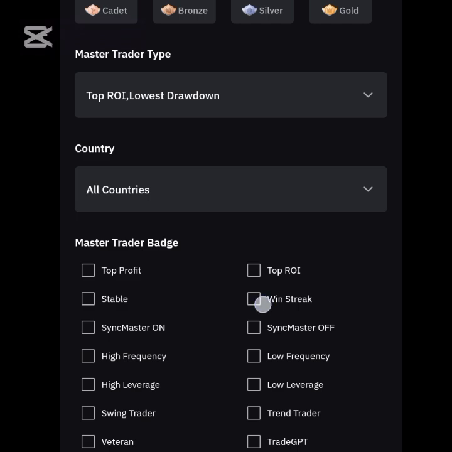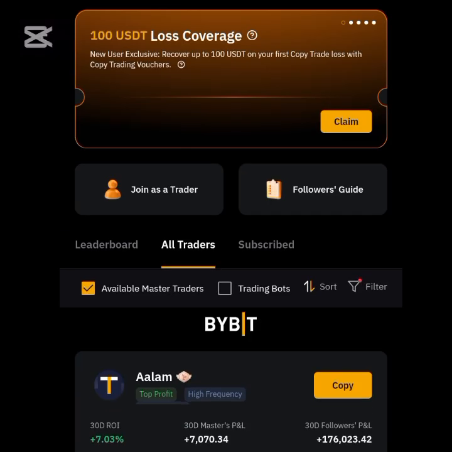Like for instance, winning streak is something that you need to know. So you know that this trader is a consistent trader who wins a lot, even if he has bad days sometimes, you understand, like everybody does, but he has winning streak attributes as well. So let's select this and go ahead and confirm.